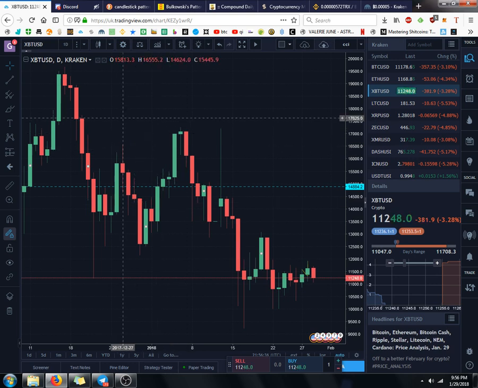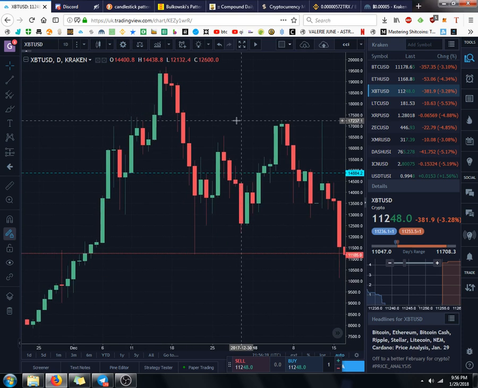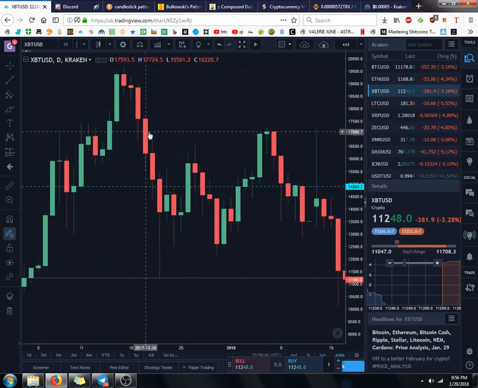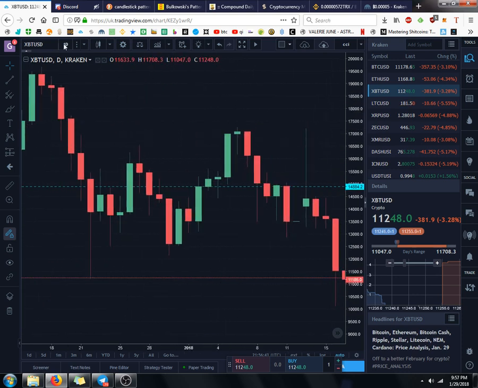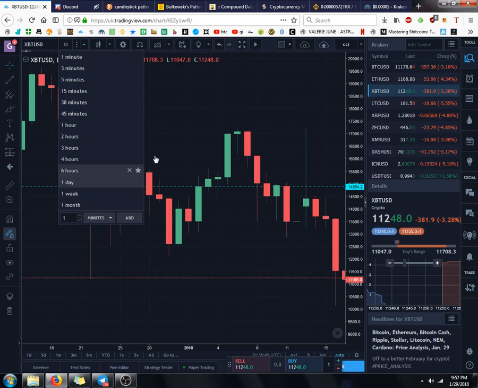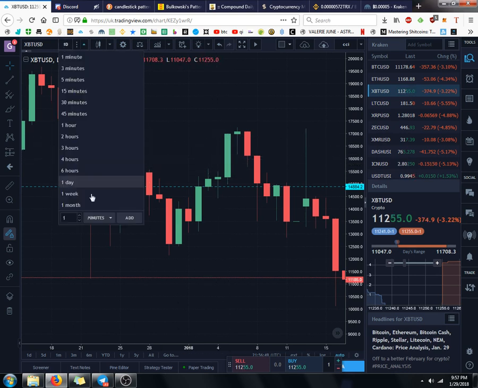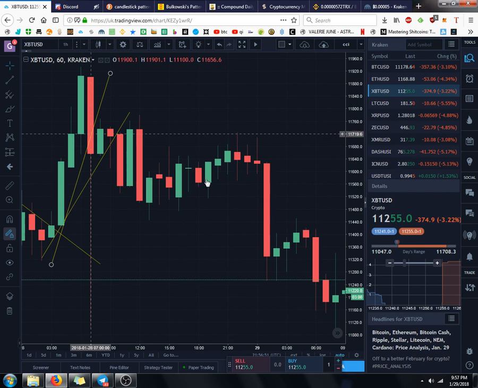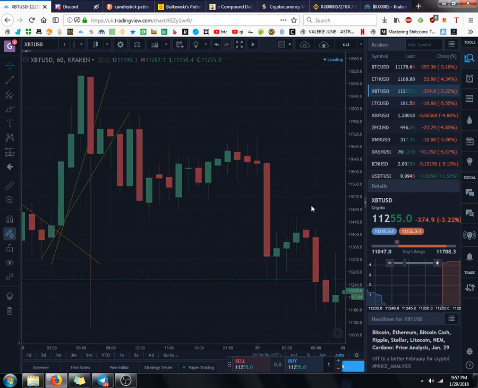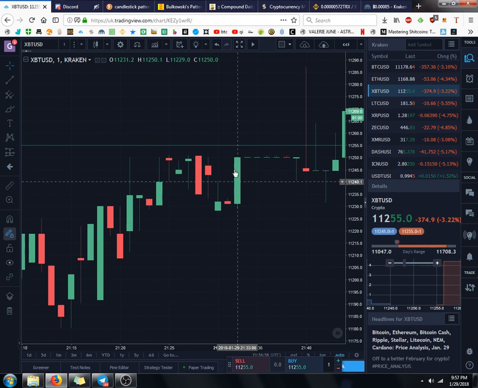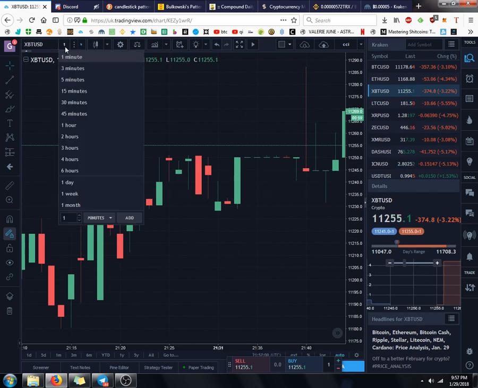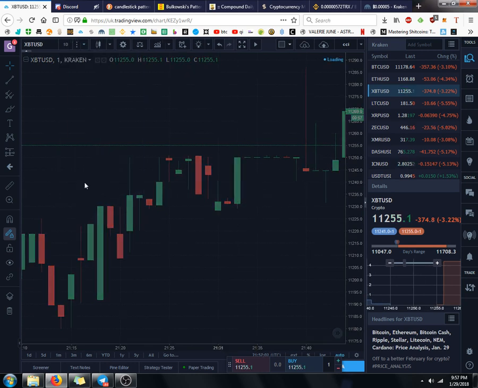Right, so this is a candle chart. Just going to explain it from the start. This is a 1 day period, right? So each candle is 1 day. If you go to 1 hour, each candle is 1 hour. If you go to 1 minute, each candle is 1 minute, right? So it just breaks up the periods.